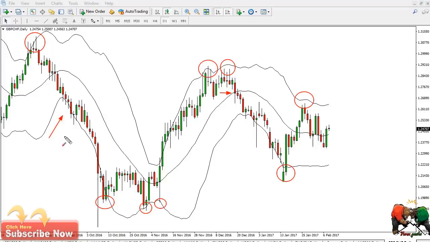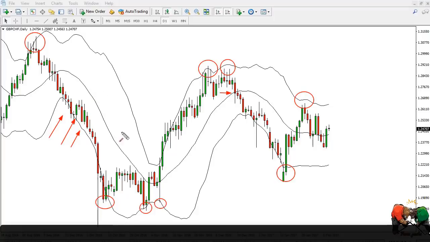Now, there are times where the market will do what they call walking the outer band. In this case, that's what's happened. The reason you don't look to get involved, to the upside, is because of the slope of all of the moving averages and standard deviations. It shows that we're in a very strong downtrend, so you don't necessarily want to fight that.